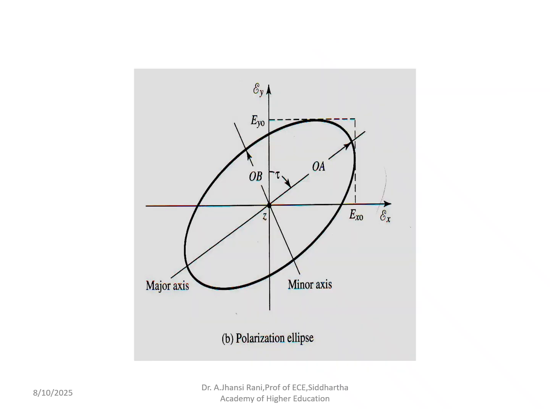This is elliptical polarization. The tip of the electric field is forming an ellipse. In an ellipse, you have the major axis and minor axis. The major axis is in this direction, which is longer compared to the minor axis. The major axis length is OA and the minor axis length is OB, with reference to the x and y axes. Ex0 and Ey0 are the coordinates for the ellipse directions, in x and y.